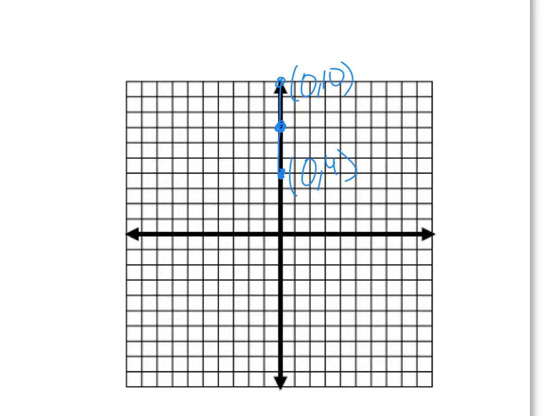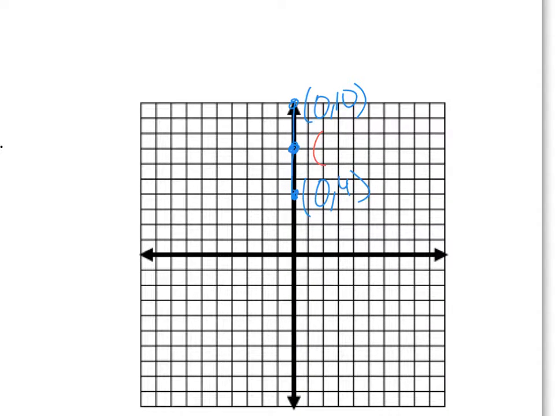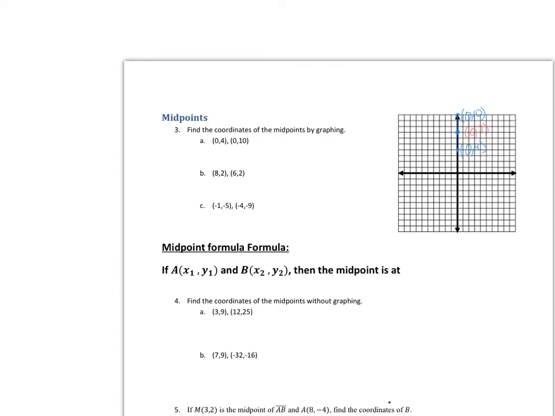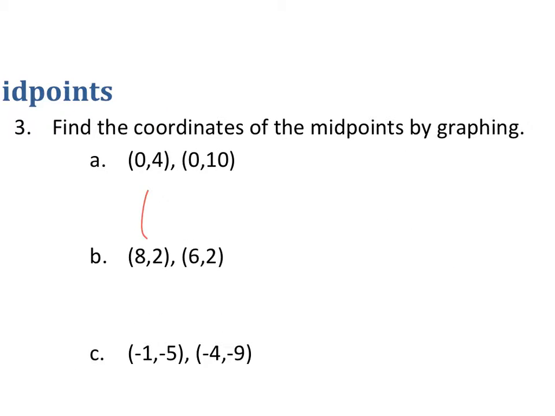So if this is (0, 10), and this is (0, 4), where's the point that's exactly halfway? Well, with a little counting, we can see those are 6 apart. So we see (0, 7). (0, 7) would be the midpoint. That sounds good. So (0, 7).